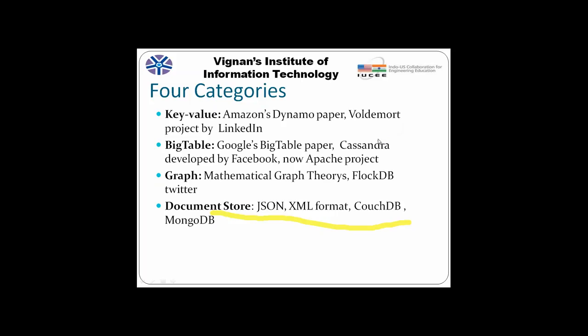HBase is a component of the Hadoop ecosystem, so if time permits, we will discuss HBase also. And Google's big table paper, and Cassandra developed by Facebook, and now it is an Apache product, part of the Apache project. In graph-based categories, we have mathematical graph theories and FlockDB, Twitter's. These are all based on the graph-based category. Coming to document store, our MongoDB falls under the document store. So these are the categorizations of the database: key value pair, big table, graph, and document store.